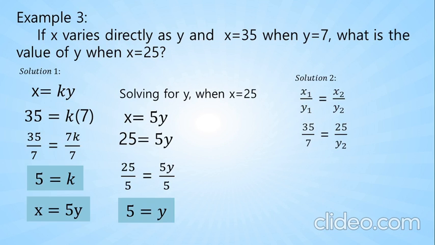Since 35 is divisible by 7, then 35 divided by 7 is 5, so 5 equals 25 over y sub 2. Getting their cross products, we will have 5 times y sub 2 equals 25. Then we divide both sides by 5 to solve for y sub 2. Therefore, y sub 2 is equal to 5.